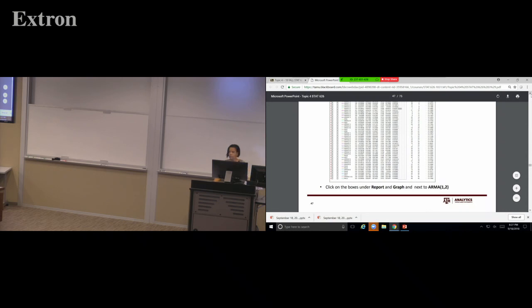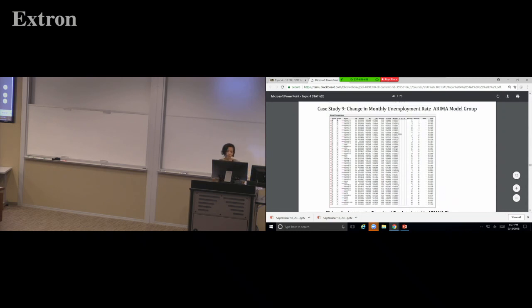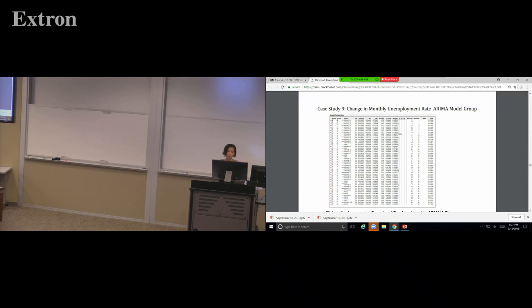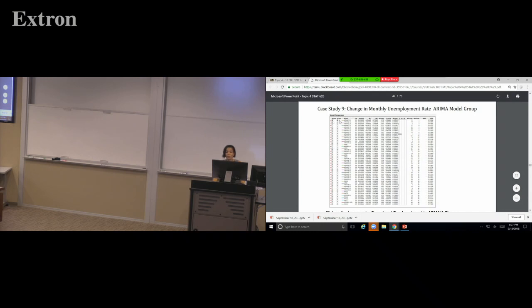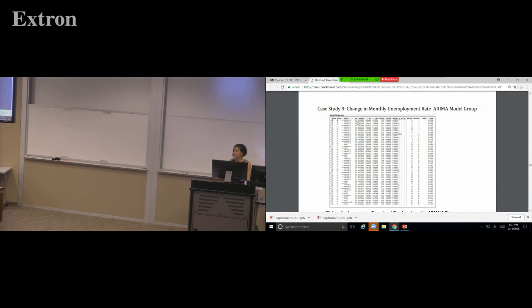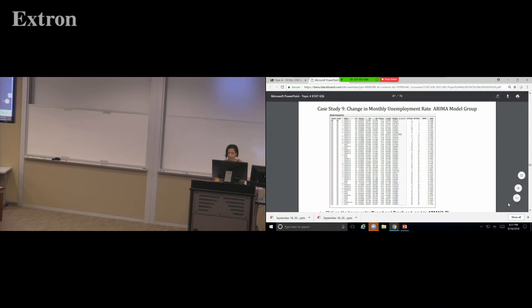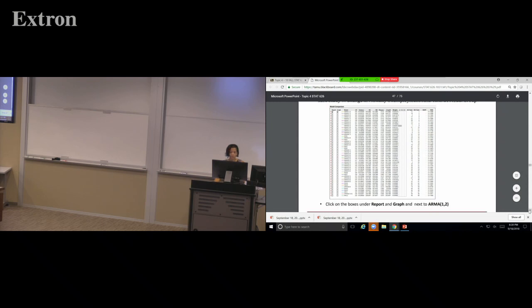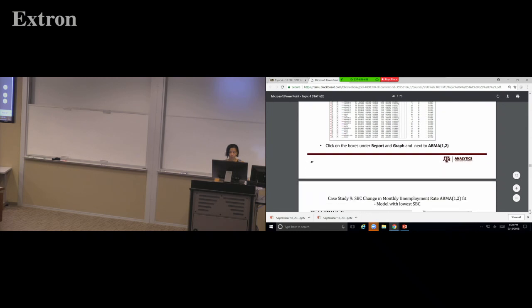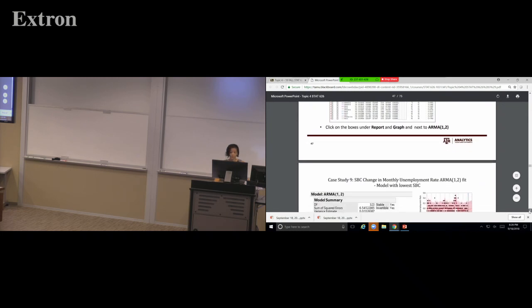So once you have your output from an ARIMA model group, you want to then look at the fitted model. An easy way to look at the fitted model from this point in JMP is to just click report and graph, and it will give you the information, the diagnostics connected with that model. So it's pretty quick and easy to do once you have the ARIMA model group report out. So click report and graph next to whichever model you're ready to take a look at.